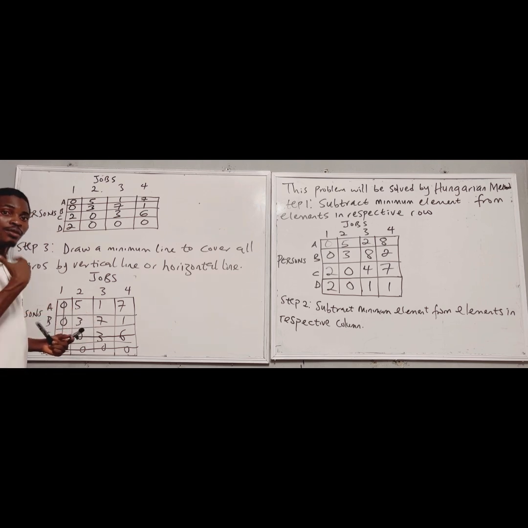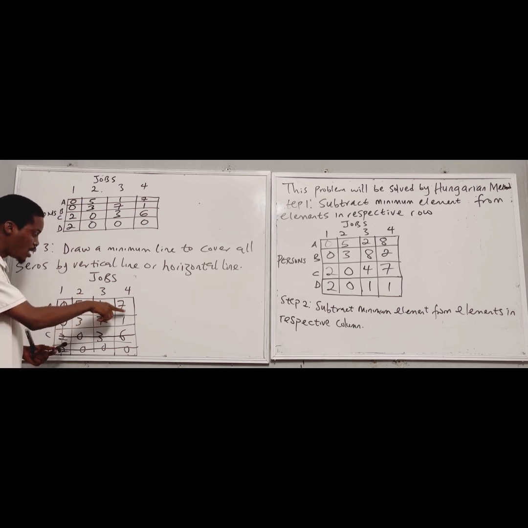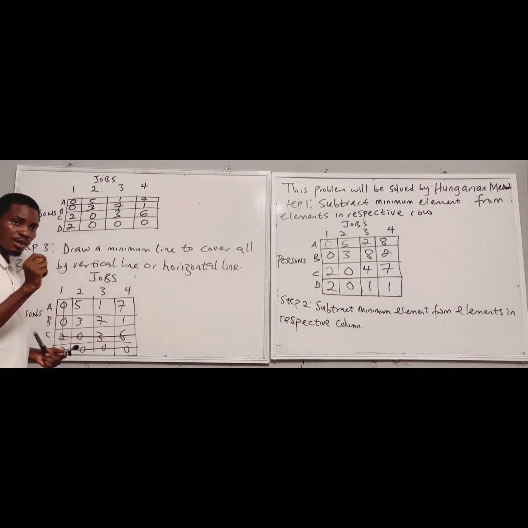I have to make it what? 4. So what am I going to do next? My next is to subtract. What's my minimum here? My minimum element here that is uncovered is 1. That is the smallest uncovered element. I will subtract the minimum uncovered element from all the uncovered elements. That is 5 minus 1, 1 minus 1, 7 minus 1, 5 minus 1, 1 minus 1, 3 minus 1, 7 minus 1, 1 minus 1.